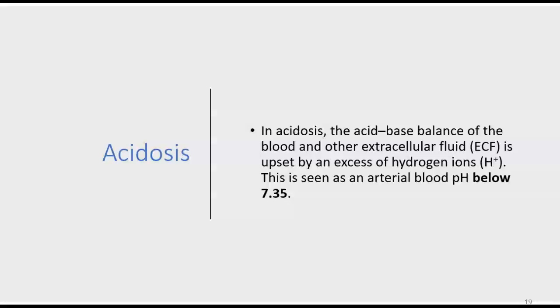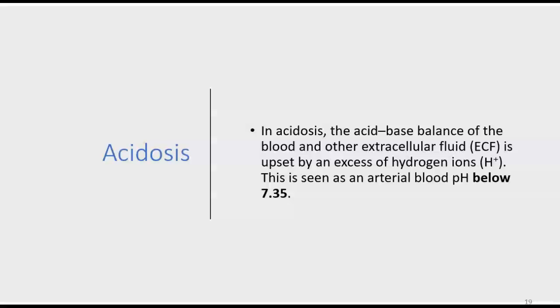Acid-base imbalances are problems of acid-base balance resulting from changes in the blood hydrogen ion level or pH. Imbalances in which the blood pH is below normal reflect acidosis. In acidosis, the acid-base balance in the blood and other extracellular fluid is upset by excess hydrogen ions, and you will see an arterial blood gas below 7.35.